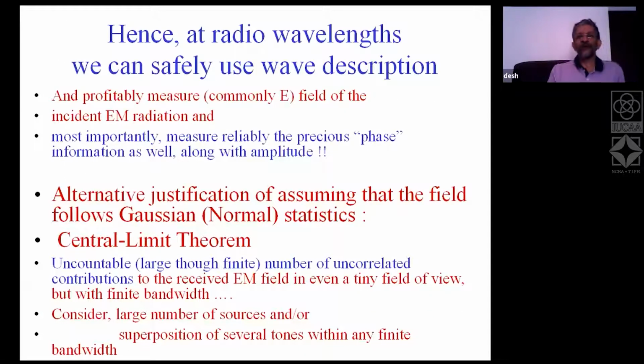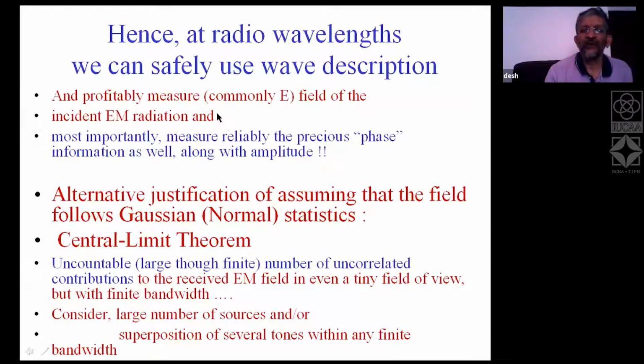Okay, so as I said, at radio wavelengths, we can safely use the wave description, and we'll refer to all the aspects in terms of the electromagnetic radiation, where we will refer to the electric field component of the radiation received. We will also see what property it has, and one of the important attributes or descriptors of this radiation and the electric field is this complex nature of the field received. And most importantly, now we have access to the precious entity called the phase of the signal, the phase of the wave.